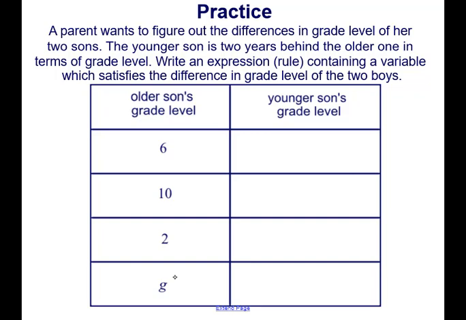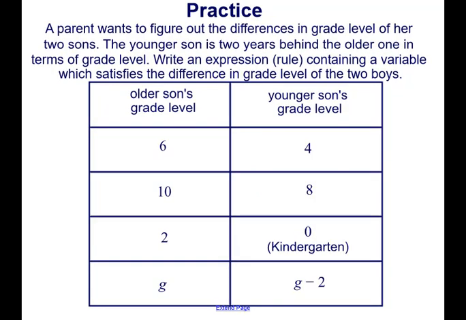So the scenario is that the younger son is 2 years behind the older one. So 2 years behind means 2 years less. So we have to subtract 2. We would want to do 6 minus 2, 10 minus 2, 2 minus 2 to get that output value. So that will give us, if the older son is grade level 6, the younger would be grade level 4. Grade level of 10 would go to 8. 2 would go to a grade level of 0, or kindergarten.